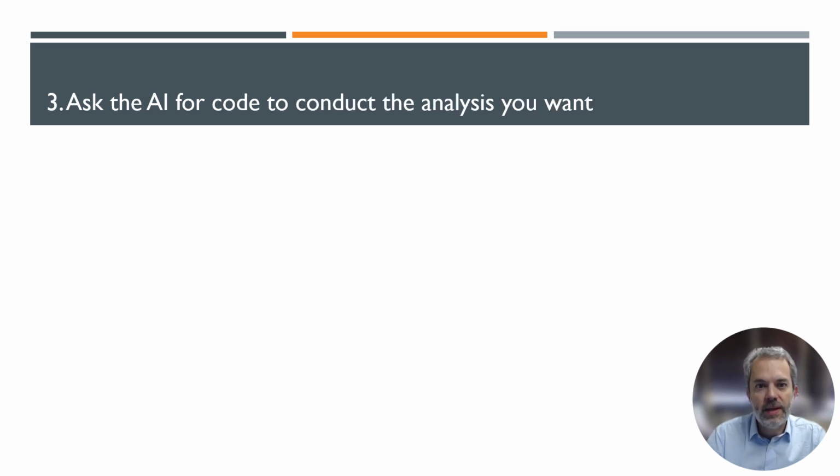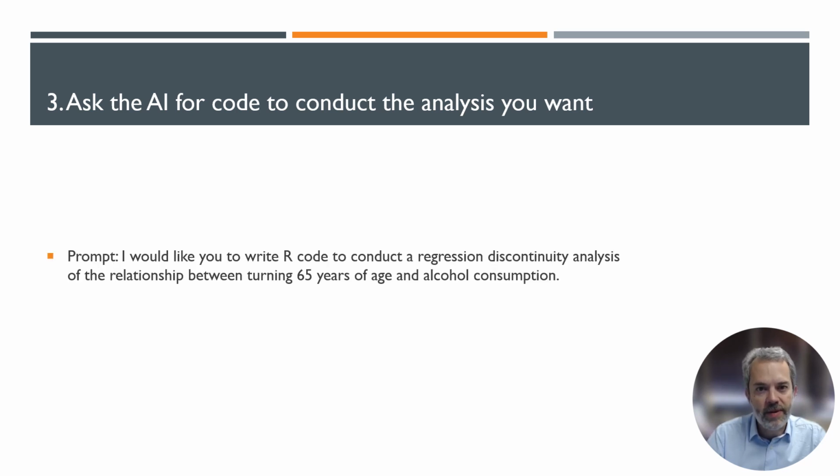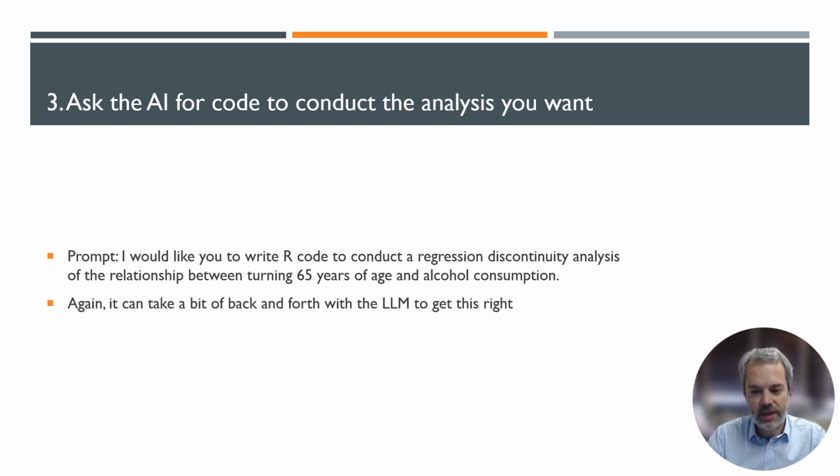Next, we need the AI to assist us with writing code for the analysis. In this case, I provided a very basic prompt: "I would like you to write R code to conduct a regression discontinuity analysis of the relationship between turning 65 years of age and alcohol consumption," which yielded the necessary feedback after some discussion with the LLM. So it took a little bit of time and a little bit of clarification for me to get output that worked from ChatGPT.